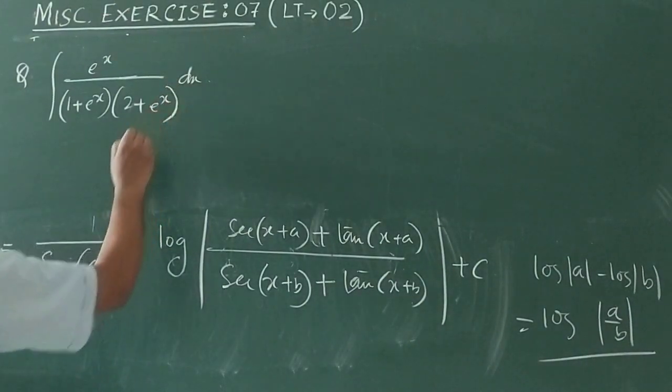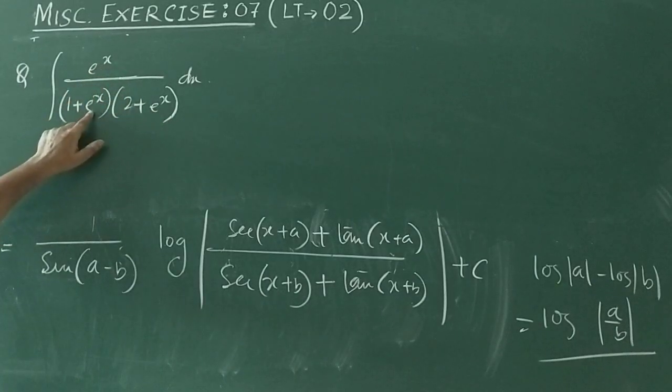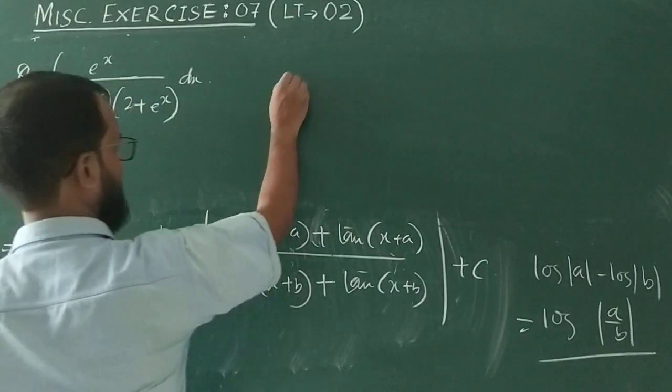And here first you use what? Whenever e to the power x is there, if you substitute e to the power x, then you are getting e to the power x dx. So here the substitution method is used first.